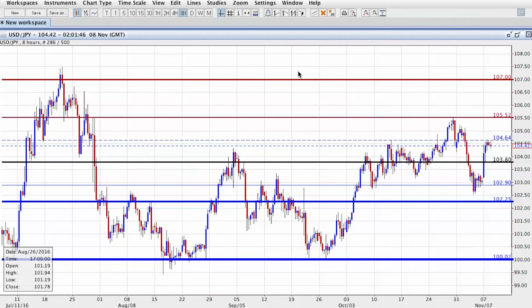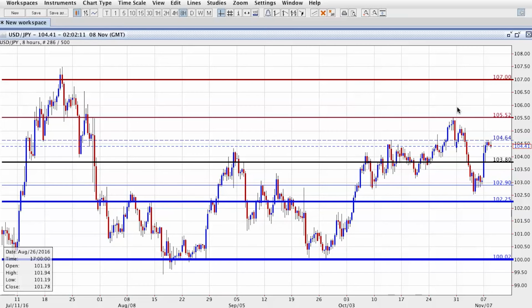If we have a look at the key technical levels that you need to know on this currency pair, we should know that the US dollar against the Japanese yen had a large rally yesterday, but the high around 105.52 that it set last week is still in place. So until we crack that high, the US dollar Japanese yen will not be moving on to newer highs such as the 107 area, which is currently in its sights.